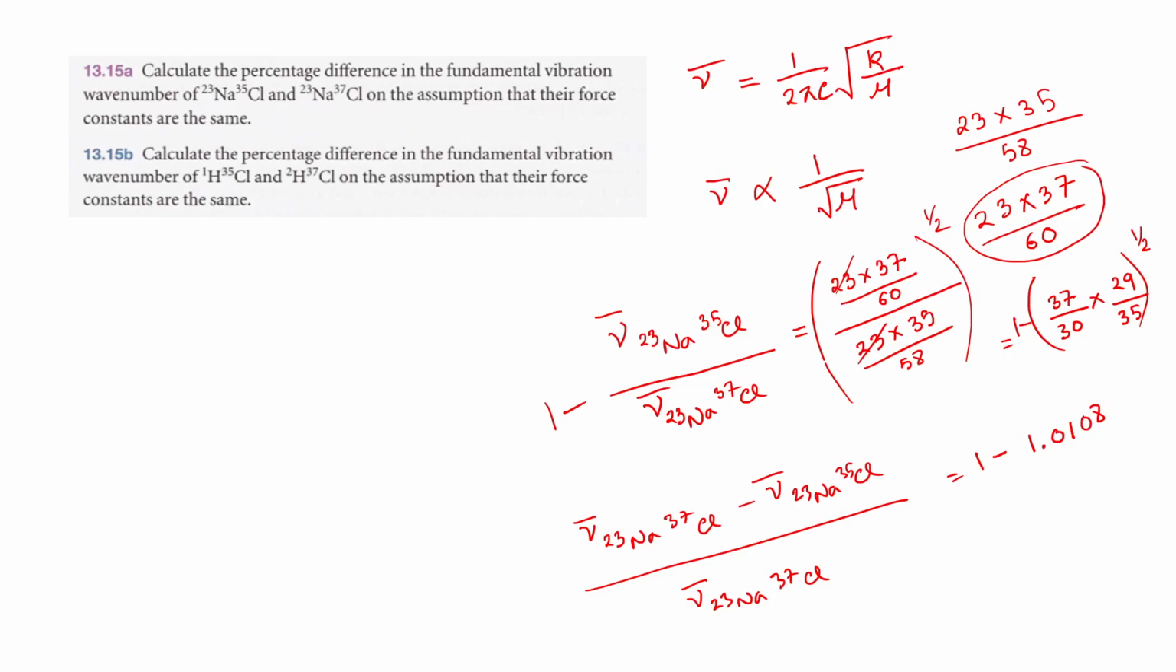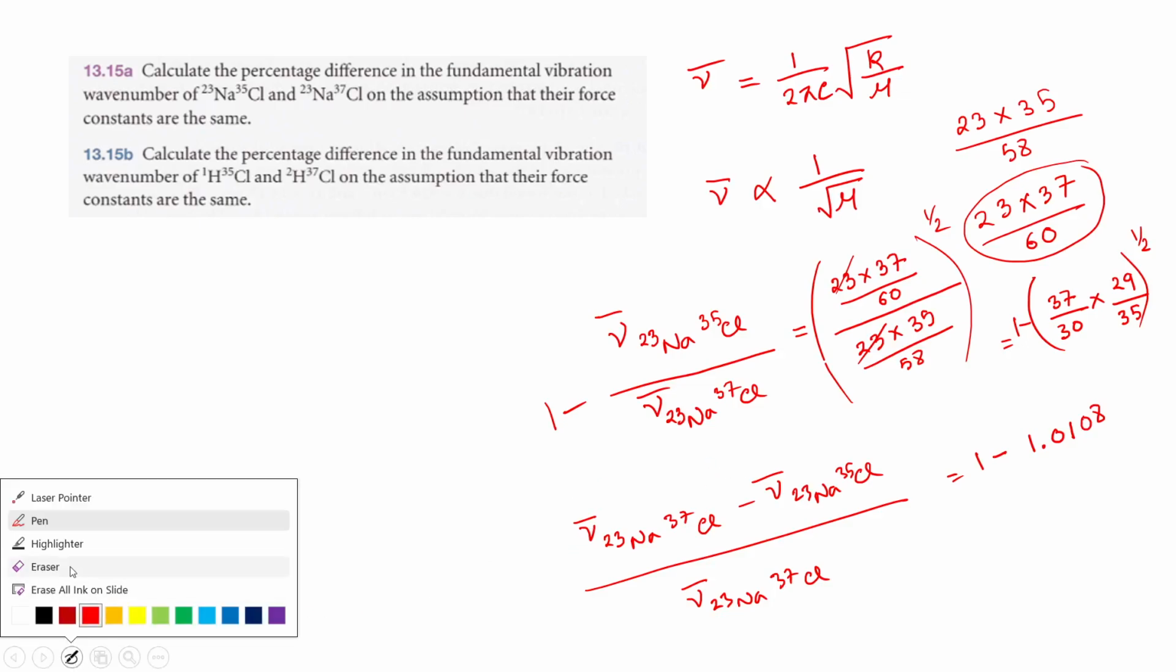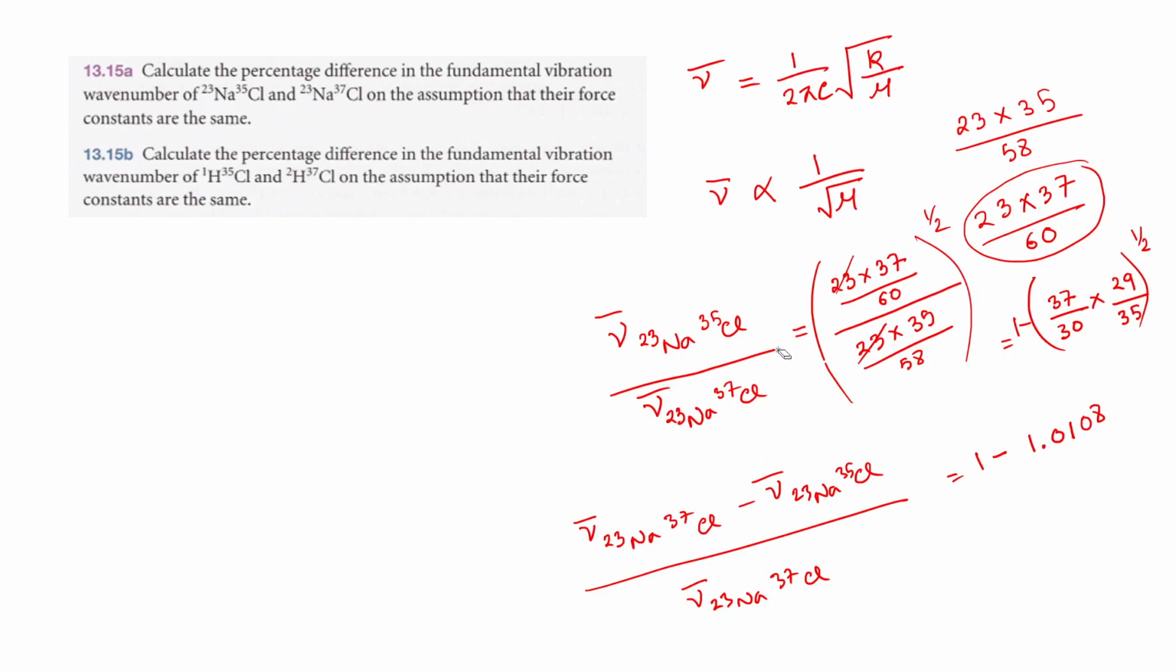Yes, so the vibrational wave number would be higher for the first one. So if we have to take a proper difference, then we have to do this. From this equation, we can say there is a difference of 1.08%. Right, so something like 0.01 will come.